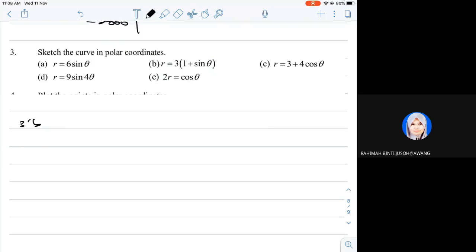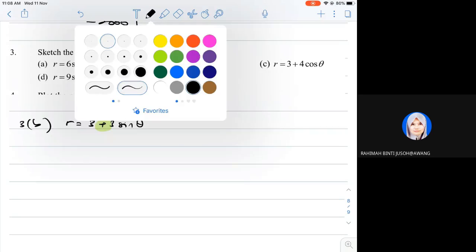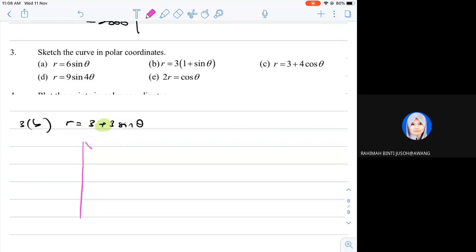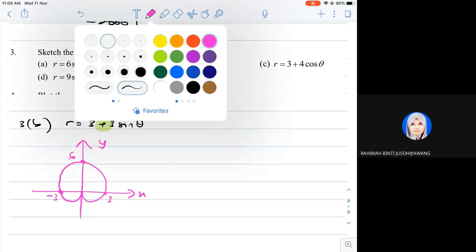Now, question 3B. This is a what? R equals to 3 plus 3 sin theta, right? So 3 plus 3 sin theta, again, positive, atas juga. But this is a cardioid. Yes. So cardioid sebelah atas, paksi Y. X, Y, dia sebelah atas. So the cardioid should be greater upper. Macam tu. Okay, so right here is 6 and here is -3. Right here is 3.